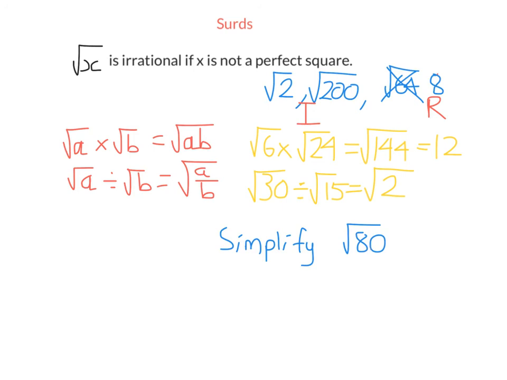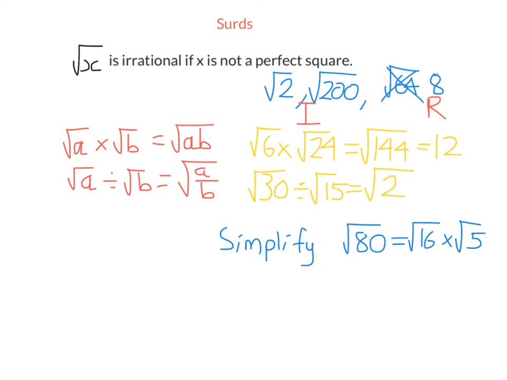So I want to find the highest perfect square that goes into 80. The perfect squares, if you didn't know by now, are 1, which is 1 squared, 4, which is 2 squared, 9, 16, 25, 36, 49, 64, and so on. 4 is a perfect square that goes into 80, but it's not the highest. The highest square number that goes into 80 is 16. So using my rule up here, but in reverse, the square root of 80 is going to be the square root of 16 times the square root of 5, because 16 times 5 equals 80.